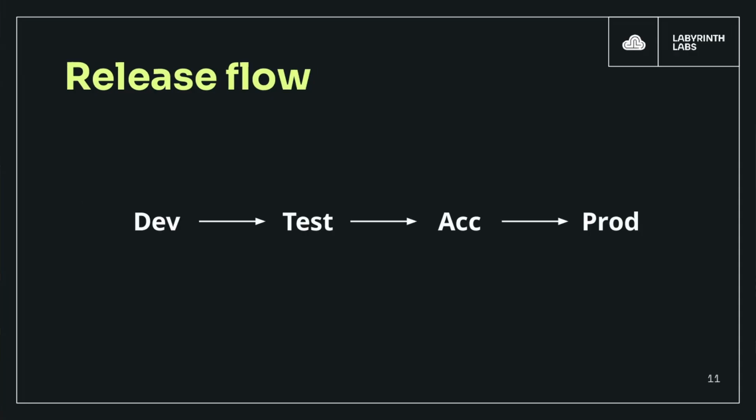So what is the flow between these environments? When you deploy the changes to dev, then maybe after some time, or when it's stable enough, you can promote it to test, then to acceptance and to production, and the whole cycle is repeated.